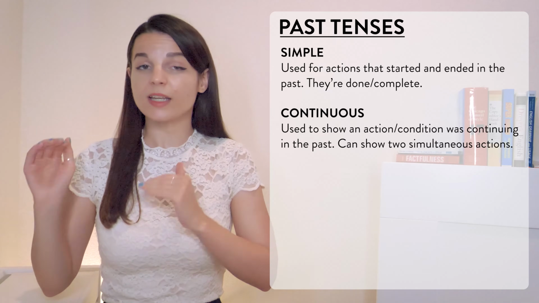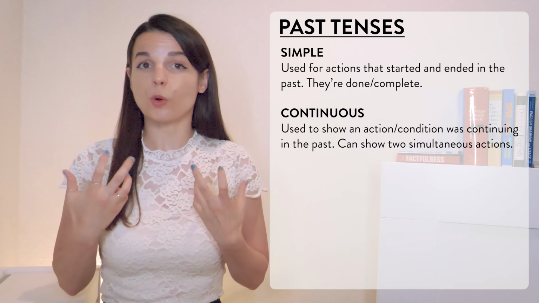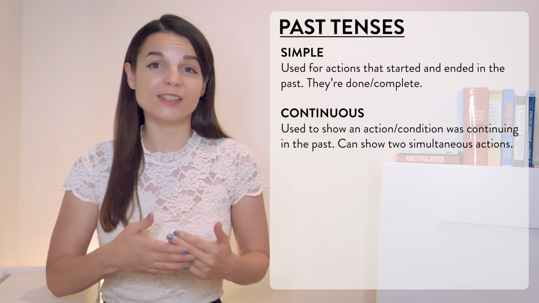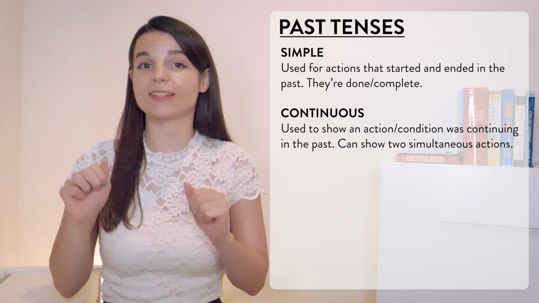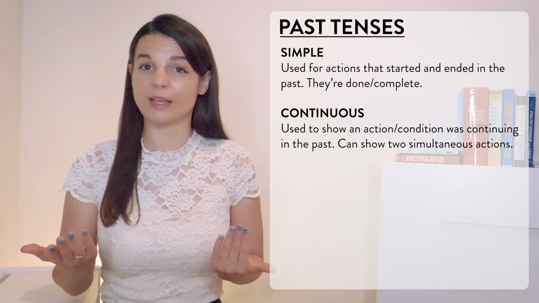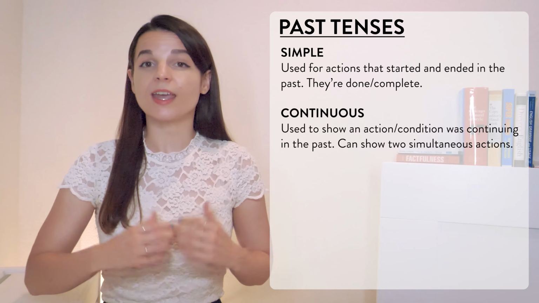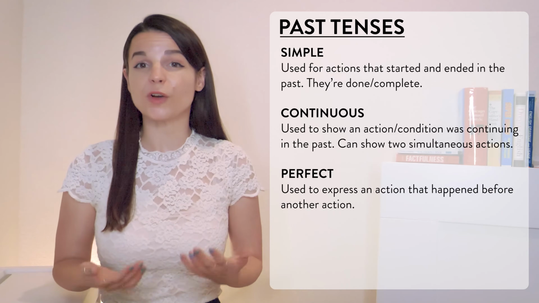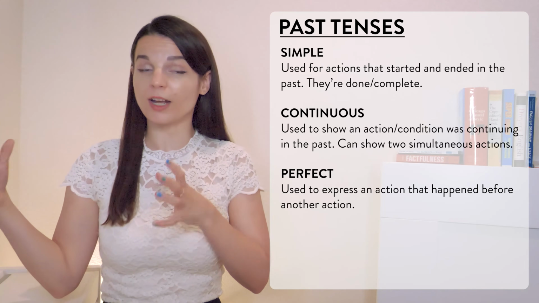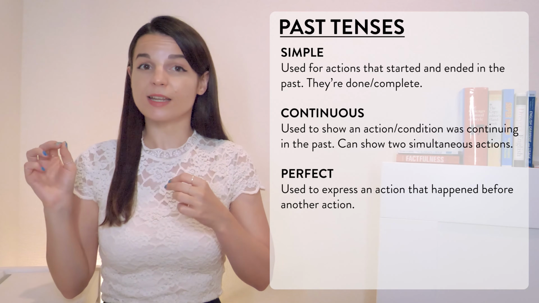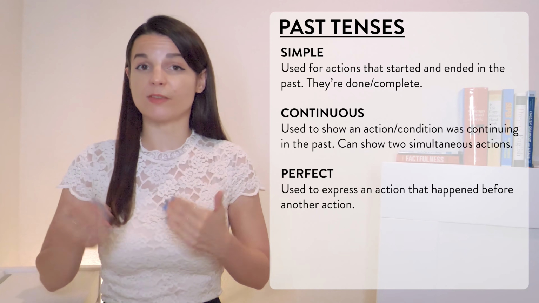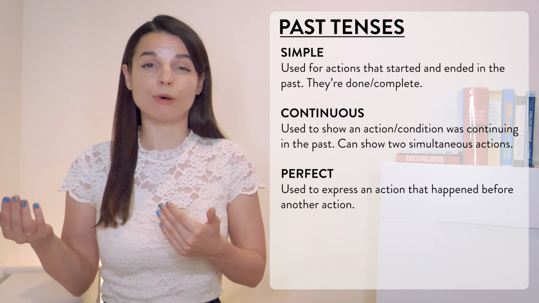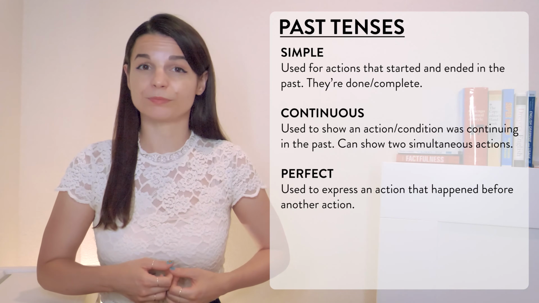Past continuous is used to show that an action or condition was continuing in the past. We often use this tense to show that 2 actions were happening simultaneously. For example, I was listening to music and studying at the same time. Past perfect is used to show that one action happened before another action. We use this tense to help us express sequences of past actions. For example, I got home at 8 p.m., but I had already eaten dinner.